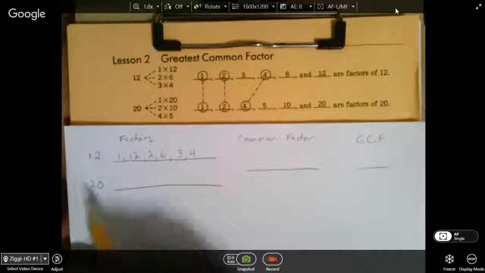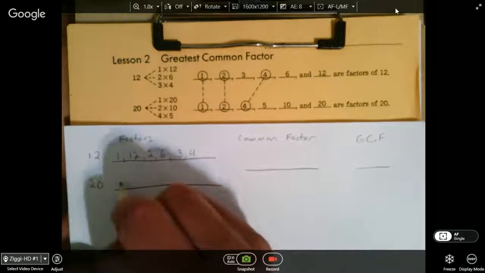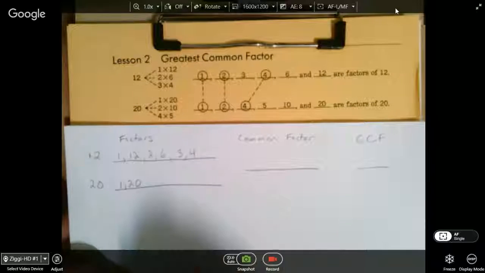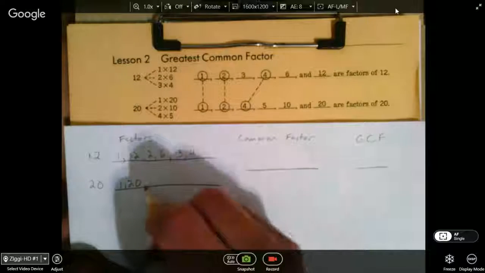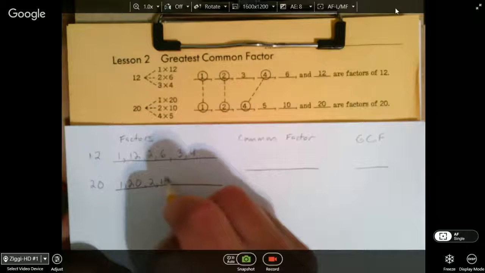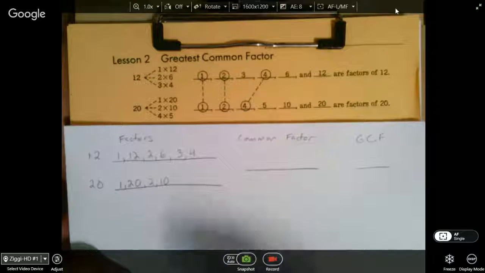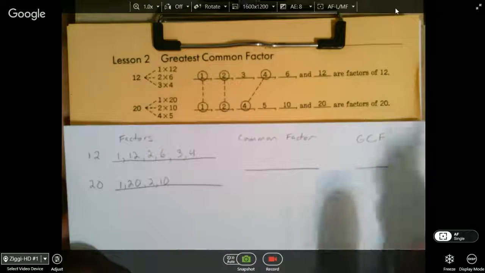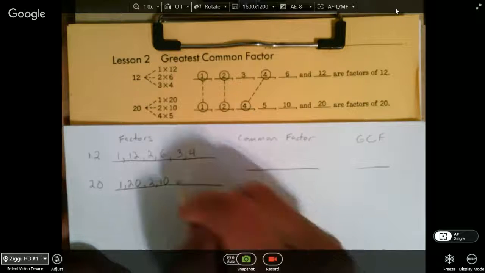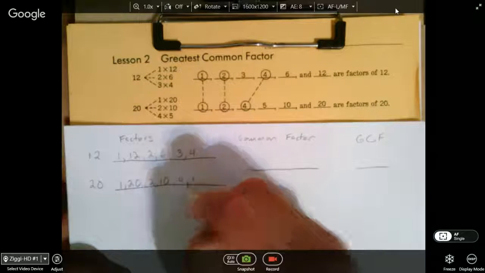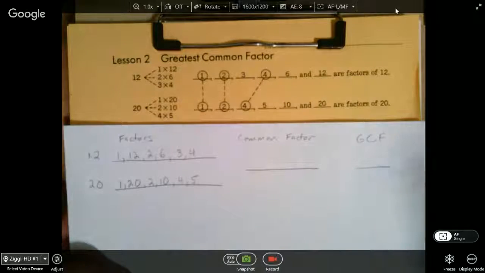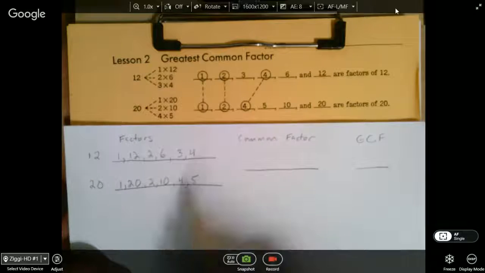Go to 20 next. Again, we're going to start with 1. 1 times 20 gives us 20. Now go up to 2. 2 times 10 gives us 20. Move up to 3. Nothing will multiply with 3 to give us 20. So move up to 4. 4 times 5 gives us 20. Move up to 5. 5 times 4 gives us 20. That's another repeat. So you stop. This is your complete list.